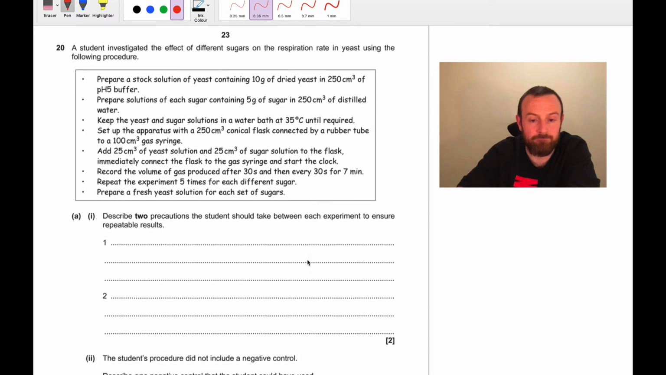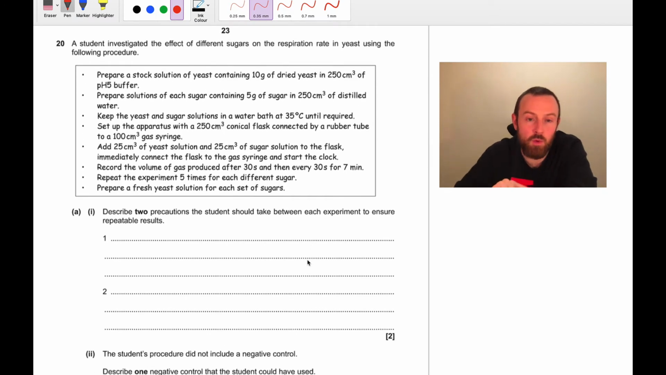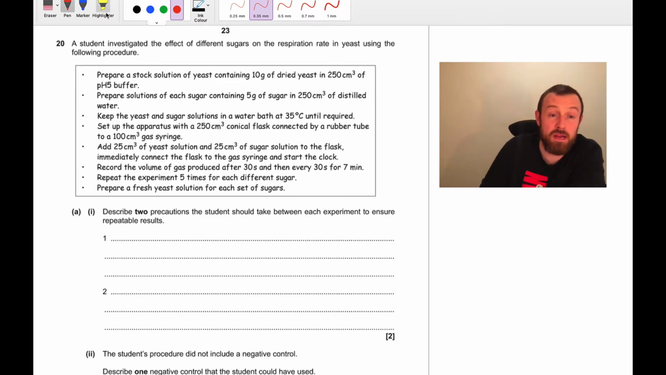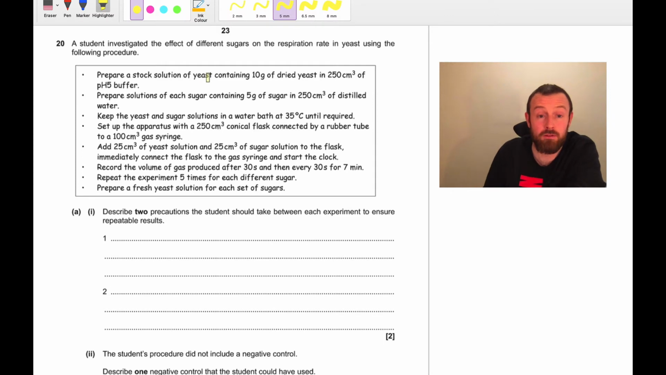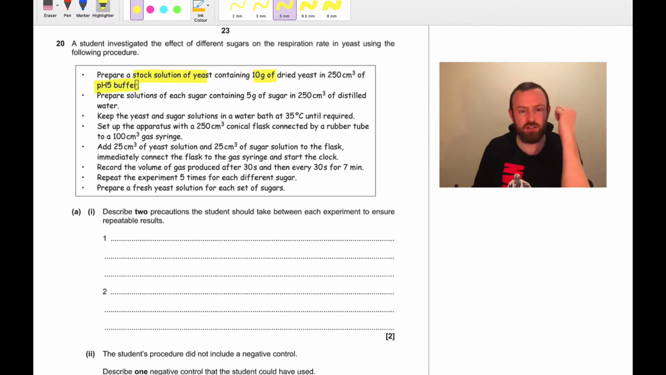To 20. Okay, question 20. This is an experimental method, so the first thing to do whenever you're doing this sort of thing is reading through the full experimental method. So you've got a stock solution of yeast, it's got 10 grams of yeast, and it's got pH 5 buffer. So we already know it's the same pH because it's a buffered pH.